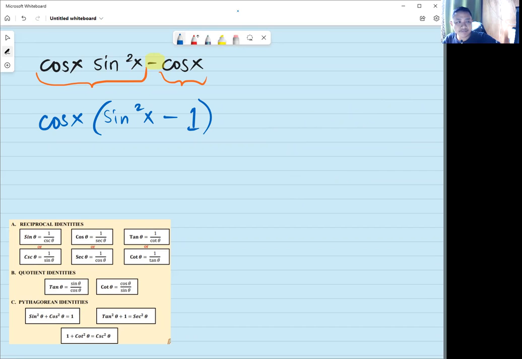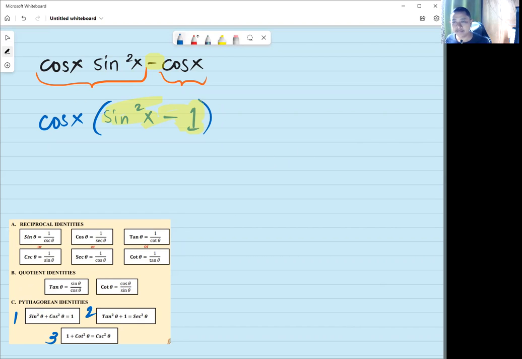Ayan, parang ganun. Just for you to have clearer grasp of it. Now, you have here the factored form of cosine x, and we have here sine squared x minus 1. So kapag ganito, we have our sine squared and then the minus 1. Yeah, and we can make use of the Pythagorean identities. And which of these Pythagorean identities do you think can we use? Is it the 1, the 2, or the 3? Type your answer in the chat box.